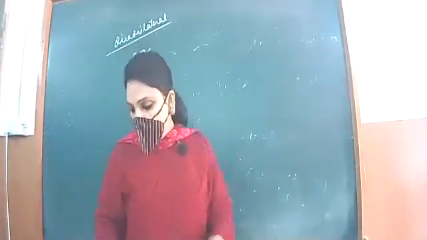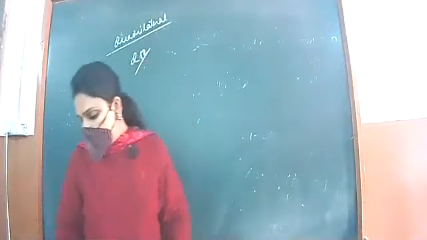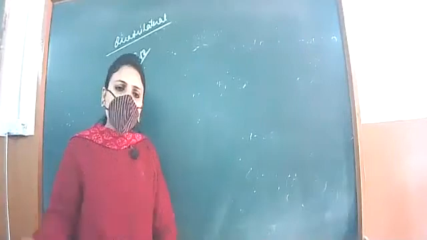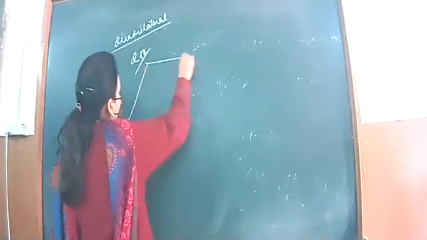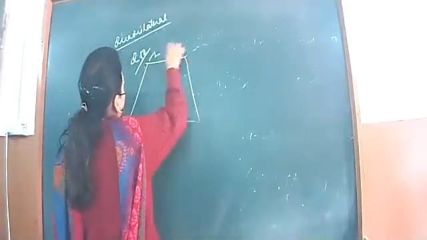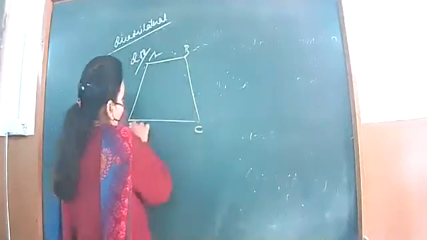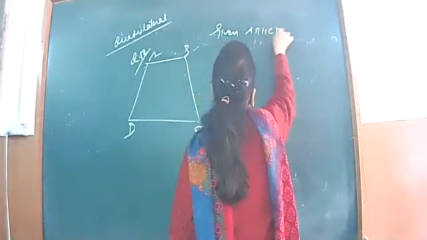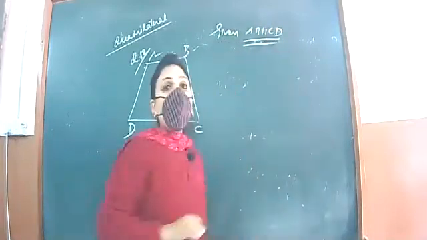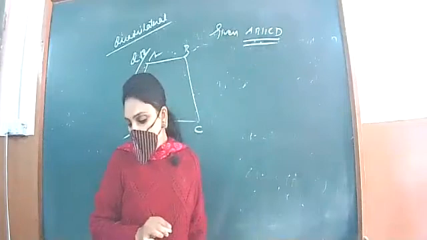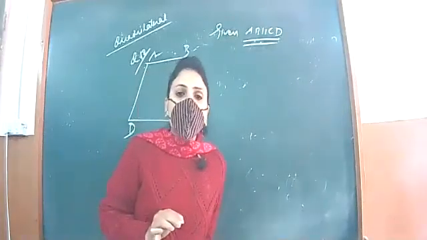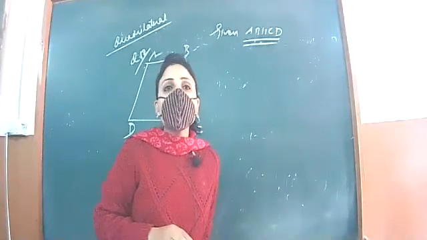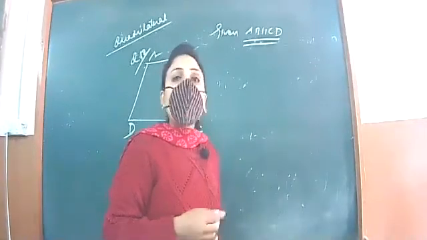12th question is ABCD is a trapezium in which AB is parallel to CD. Naturally, if it is a trapezium, one pair of sides will be parallel. AB parallel to CD. And we are also given that AD is equal to BC. That means non-parallel sides become equal. And when non-parallel sides of a trapezium become equal, it becomes an isosceles trapezium.